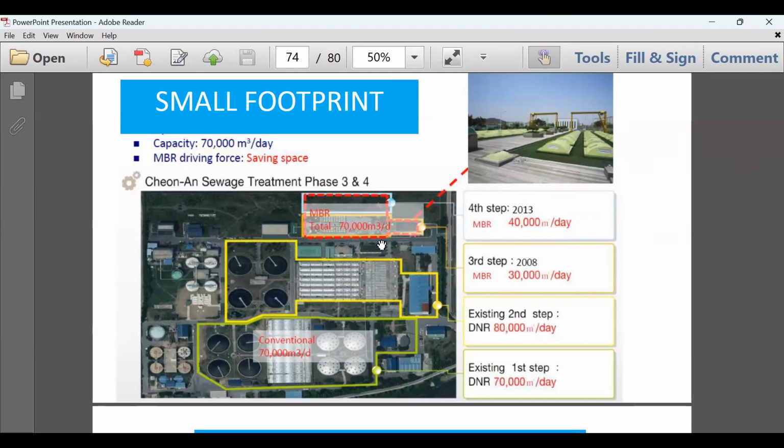You can see the area they need for MBR treatment and conventional treatment. It clearly shows the amount of land used.